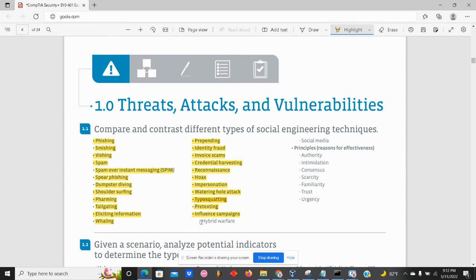Influence campaigns mainly work with propaganda. Hybrid warfare is when you use fake information in real life to try and spread it, and also using social media.